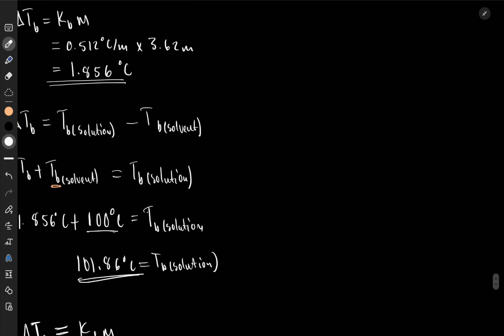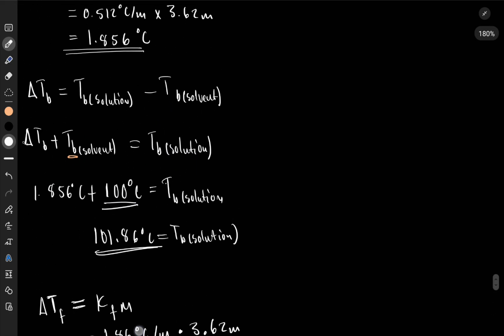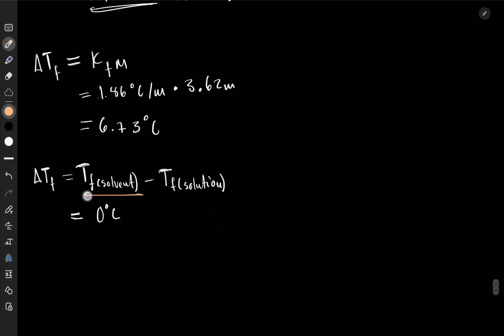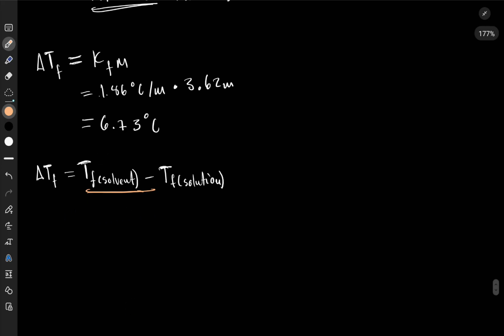Just like we were not given the boiling point temperature of our solvent, we will not be given the freezing point temperature of the solvent, but we know that because our solvent is water, the freezing point is 0. We first have to take it to the other side and say delta TF. What we want is for the solution to be alone. So I'm going to take the solution to the other side because it's negative. So it's going to end up being TF solution.